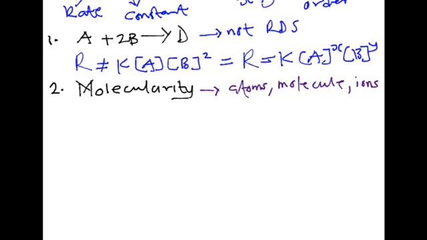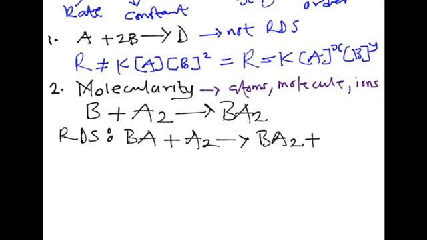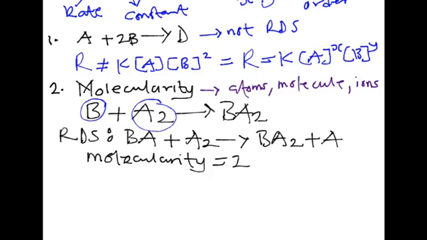So if we have the reaction B plus A2 to give us BA2, and if the rate determining step of this reaction is BA plus A2, giving us our BA2 plus A, then in this case we will say that the molecularity is equal to 2, because talking about the reactant species, we have the atom B, and we also have the molecule A2, so that means our molecularity is 2.